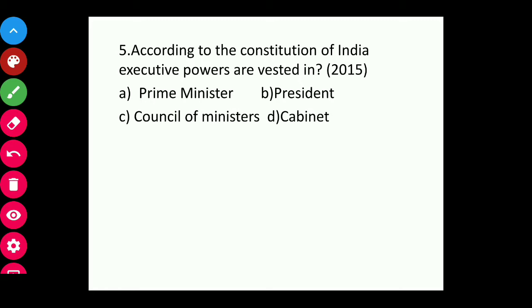Number 5. According to the Constitution of India, executive power are vested in A. Prime Minister, B. President, C. Council of Ministers, D. Cabinet. So the answer is B, the President.